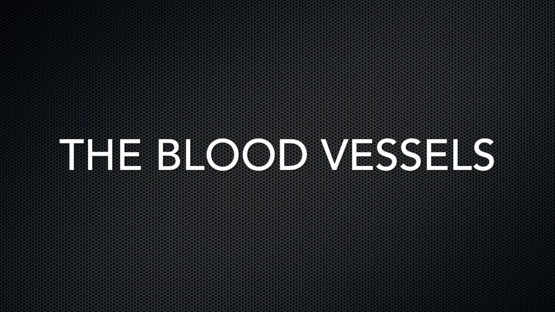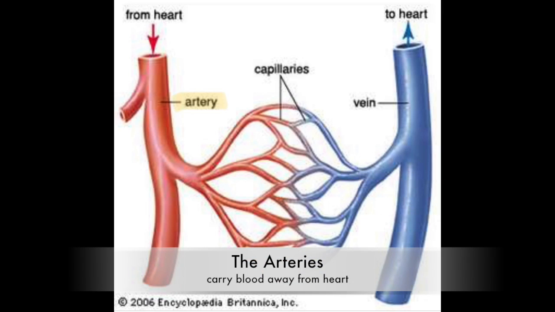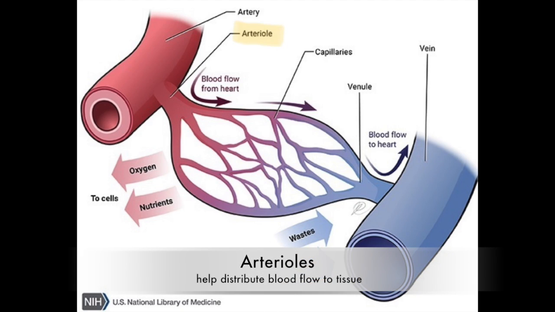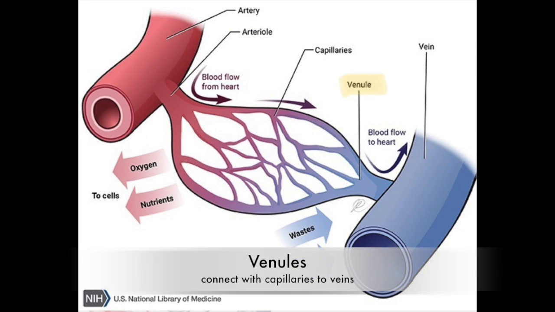Next are the blood vessels. The arteries are blood vessels that carry blood away from the heart, and the veins are blood vessels that carry blood to the heart. The capillaries are very small blood vessels that serve as the sites for exchange of materials such as oxygen, carbon dioxide, and nutrients between the blood and the tissues. The average diameter of a capillary is 7 micrometers, where 1 micrometer is equal to 1/1,000,000th of a meter. Between the arteries and capillaries are the arterioles, which help distribute blood flow throughout the tissue. Finally, the venules connect the capillaries to the veins.